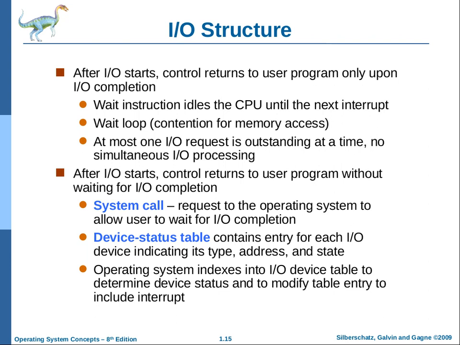Device status table contains the entry for each I/O device, telling you the type, address, and state. There is a table. Also in your CPU, you usually have flags or bits telling you about the status of certain interrupts. And those are usually part of your CPU architecture. We didn't design that in our processor because we want to keep it simple, but those bits are usually in there. And then you would index into that table to figure out its state.